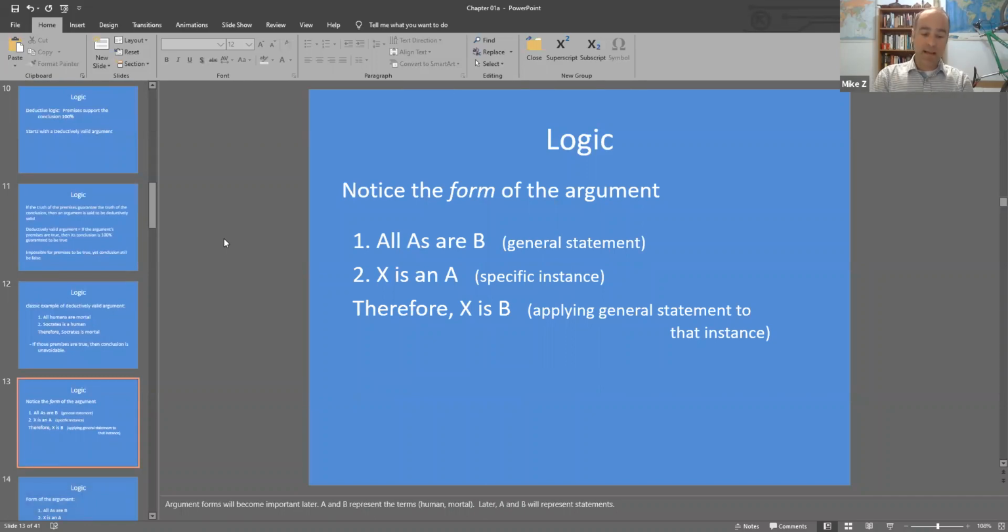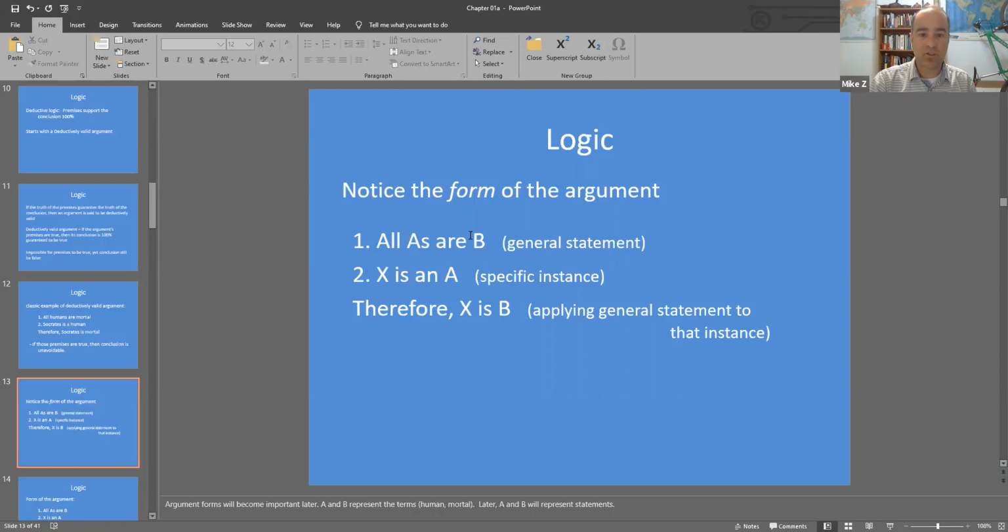And notice that this argument has a specific form. This idea of forms of arguments is going to come up over and over again throughout the class. The form of an argument is just the pattern or the structure of the argument. So this is a really common, simple, straightforward argument form. If we abstract the form and separate out any specific content, like being Socrates or being mortal, then we see that the form of this argument is just this: All A's are B, something X is an A, so therefore that thing X must also be B.